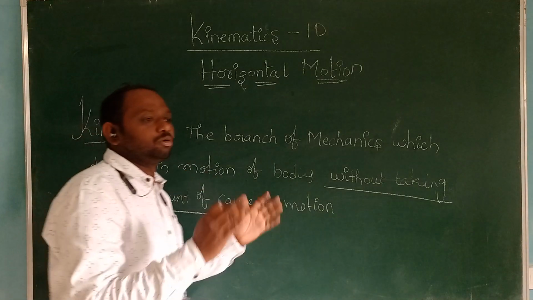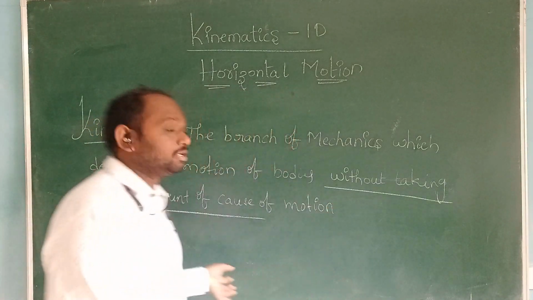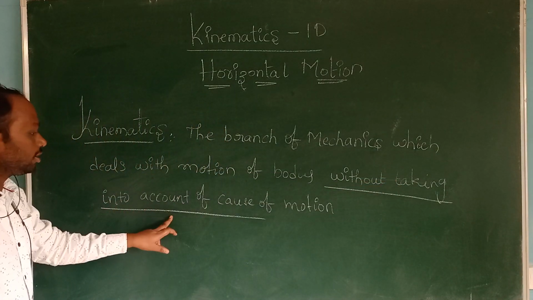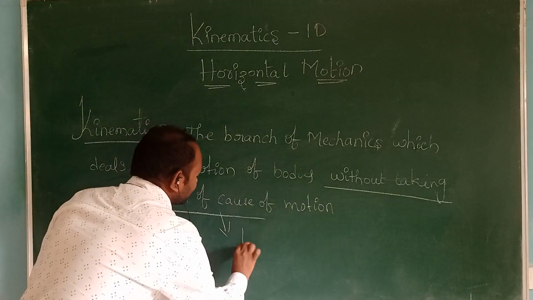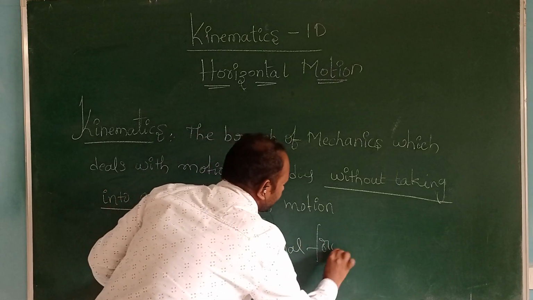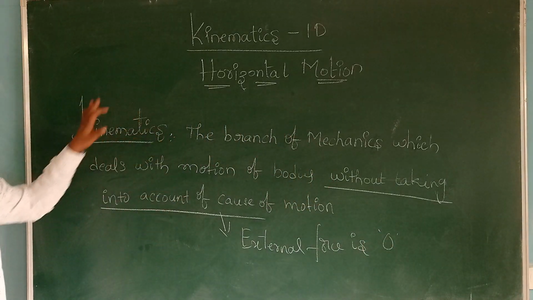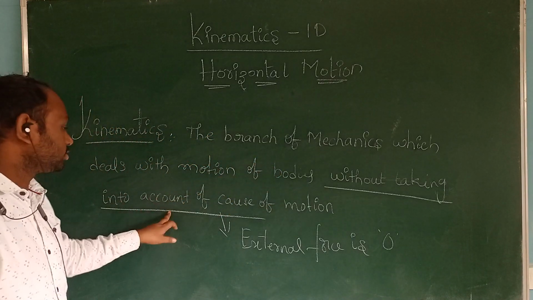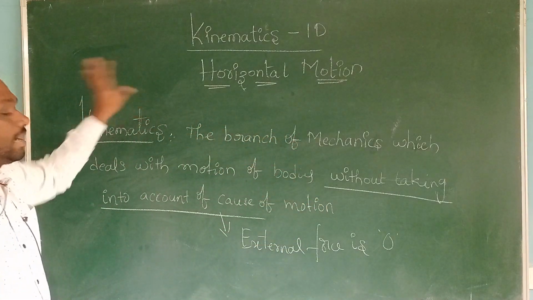For example, any body moving. If I am moving from here to here, some external force will be applied. But here external force will be absent. So without taking into account the cause of motion, here external force is 0. So that is called kinematics. The branch of mechanics which deals with the motion of bodies without taking into account the cause of motion. Here external force is 0. So that is called kinematics.